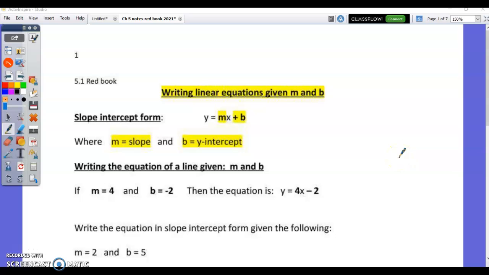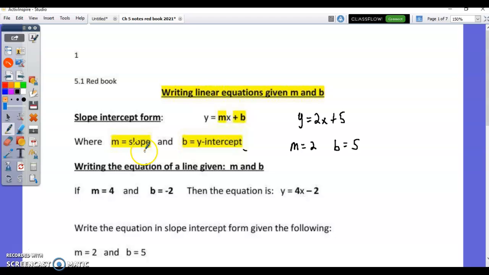All right, so we are getting into writing linear equations in the form of y = mx + b. This is slope-intercept form. We've discussed this before. We've also been able to identify m and b, so if I have a problem such as y = 2x + 5, you should be able to look at this and say, okay, m = 2 and my b = positive 5.